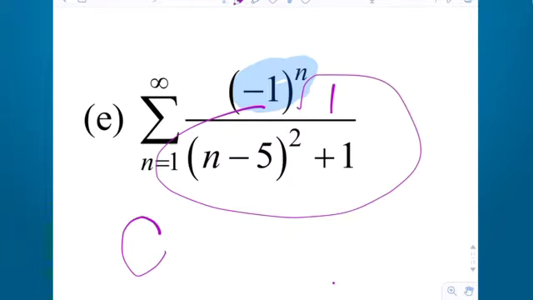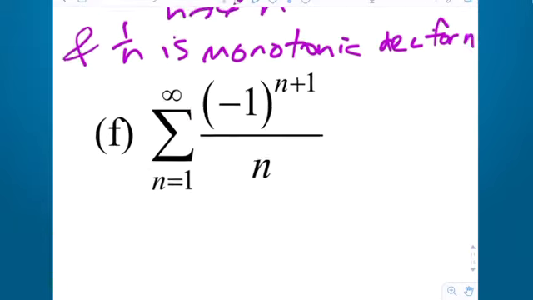Do you think it converges conditionally or absolutely? In other words, if the alternator were not there, would 1 over something n squared converge on its own? Yeah, it would, compared to a p series, 1 over n squared, which would converge because p is greater than 1. So this is another absolutely convergent alternating series. All right, how about this guy?